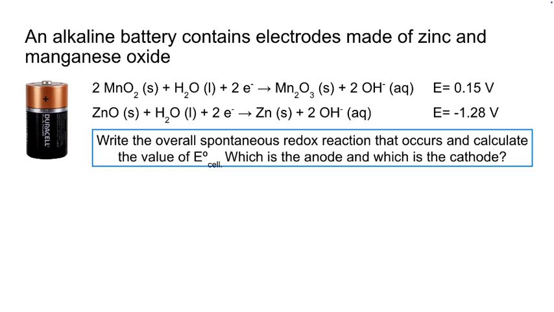If we look at an alkaline battery that contains electrodes made of zinc and manganese oxide, write the overall spontaneous reduction reaction that occurs, calculate the value of your cell potential, and determine the anode and the cathode. You guys said you wanted practice.